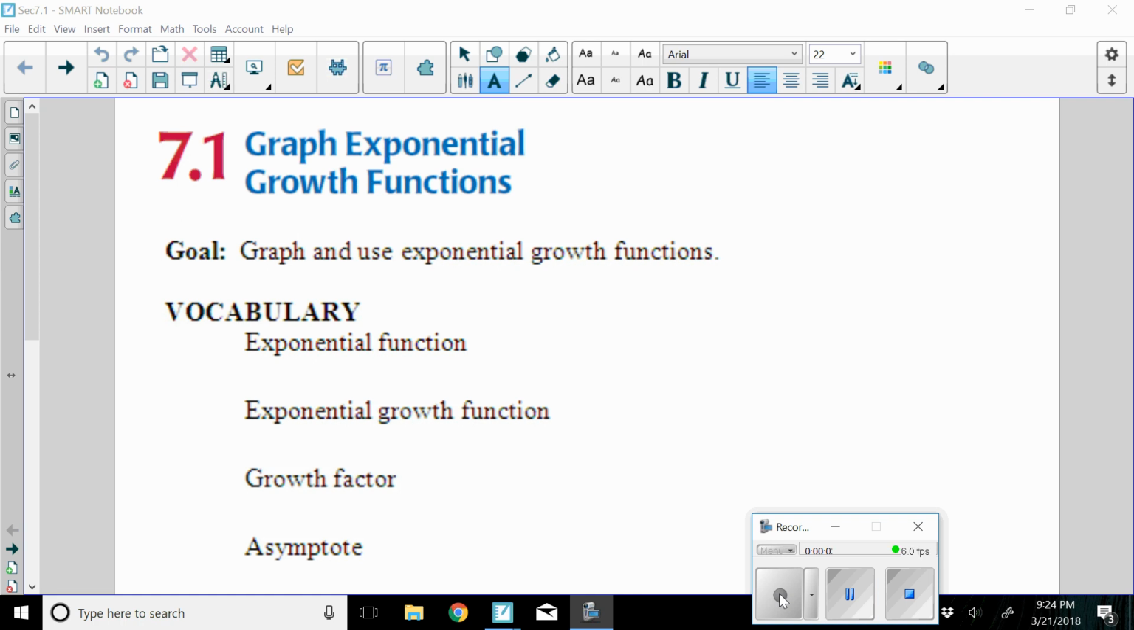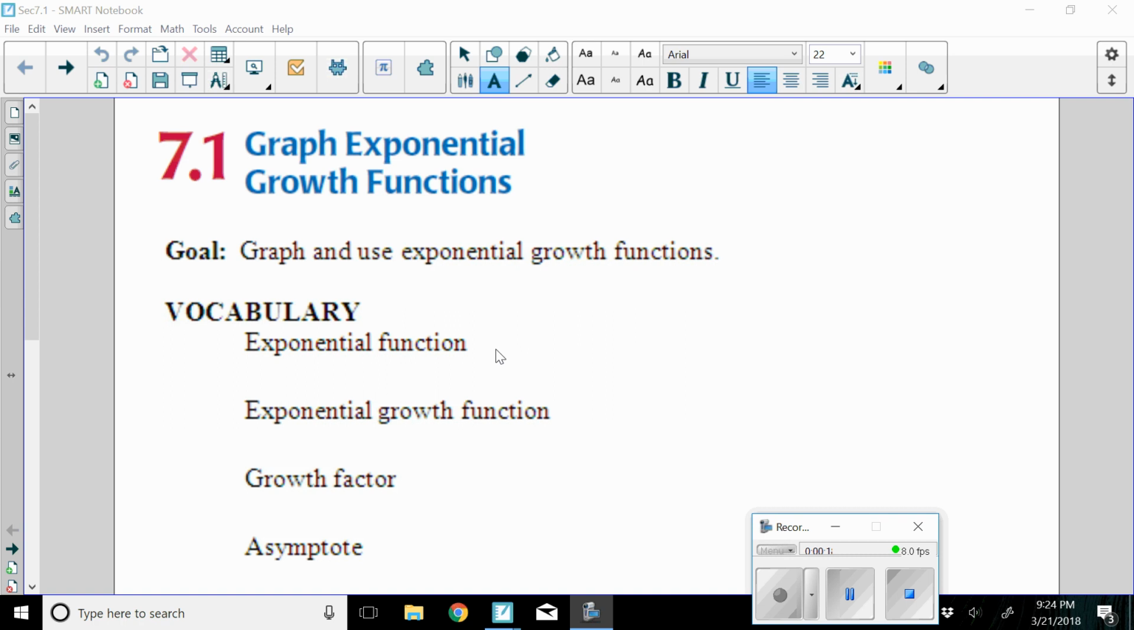Hi ladies, this is Mrs. Blaufuss. This is Algebra 2 with Trig in Chapter 7, and in this chapter we're looking at exponential functions and logarithmic functions. So this first lesson is about exponential growth functions.